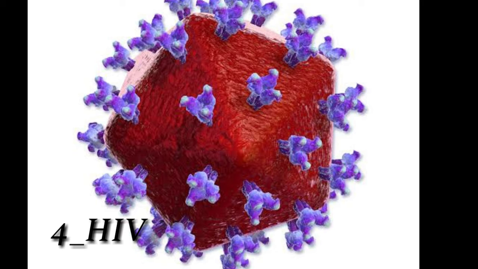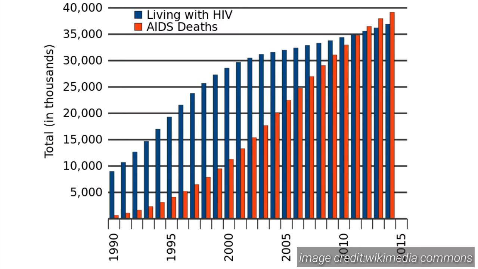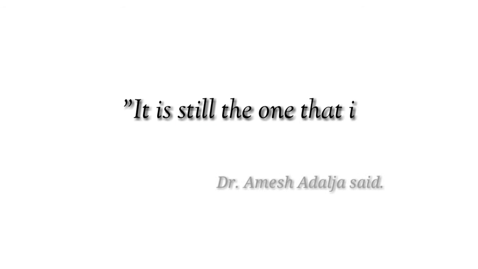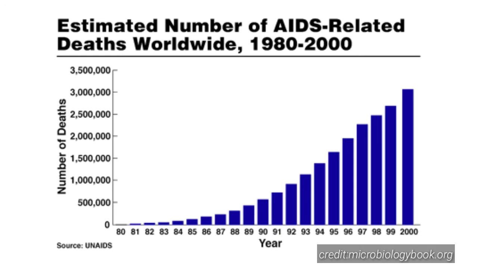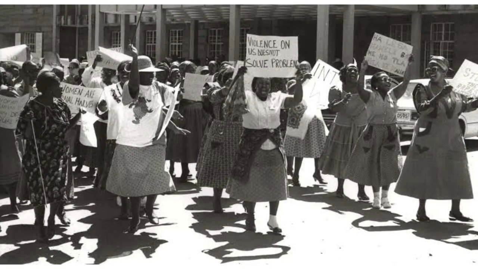The fourth virus in this list is HIV. In the modern world, the deadliest virus of all may be HIV. It is still the one that is the biggest killer, said Dr. Amesh Adalja, an infectious disease physician and spokesman for the Infectious Diseases Society of America. An estimated 32 million people have died from HIV since the disease was first recognized in the early 1980s. The infectious disease that takes the biggest toll on mankind right now is HIV, Adalja said.